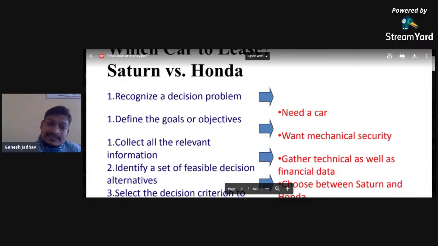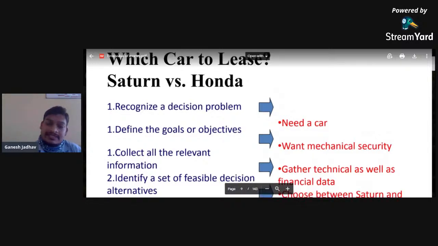Why? Because we need a car. That is why we recognized it; this is our requirement. We need a car. Then define the goal or objective. What is the mechanical security? This is the goal. Then another one is to collect all the relevant information.